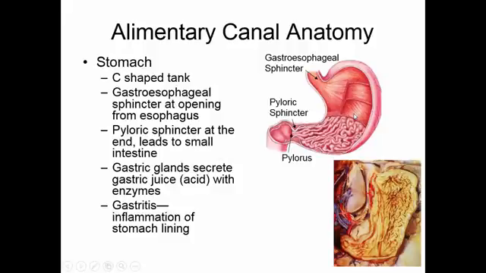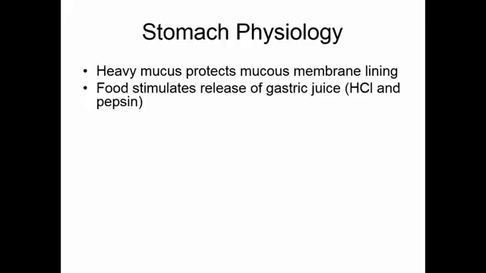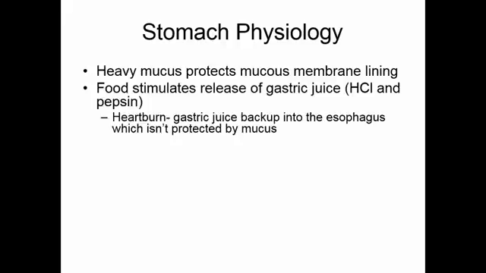Gastritis is an inflammation of the stomach lining. This can be caused by bacteria, viruses, or just irritating foods. The heavy mucus that's produced by the stomach lining helps protect the stomach from the strong acid that's produced. As food enters the stomach, it stimulates the release of gastric juice, the hydrochloric acid, and the pepsin. Pepsin is the enzyme that starts to break down protein. Heartburn occurs when gastric juice backs up into the esophagus. The esophagus doesn't have that strong mucus protection, and so the acid literally burns the esophagus.